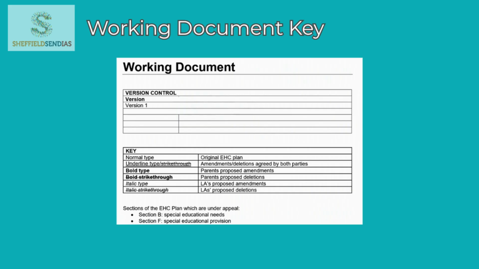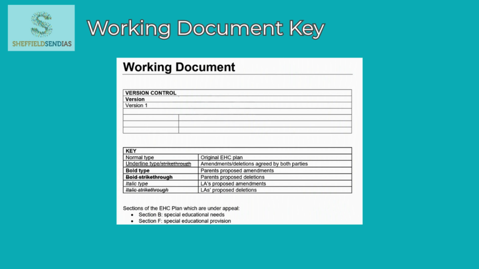There is a specific key you will need to follow when you make proposed amendments to a working document. Normal type is the original EHCP. Anything underlined has been agreed by both parties, whether that's an addition or a deletion, and deletions are shown using strike-through text. Bold type is parent or carer proposed amendments, and bold type strike-through is parents' proposed deletions.